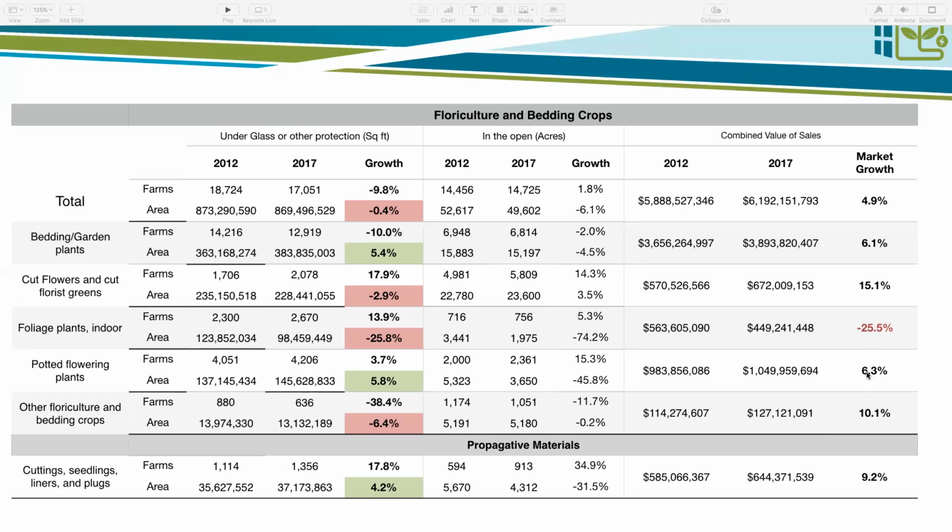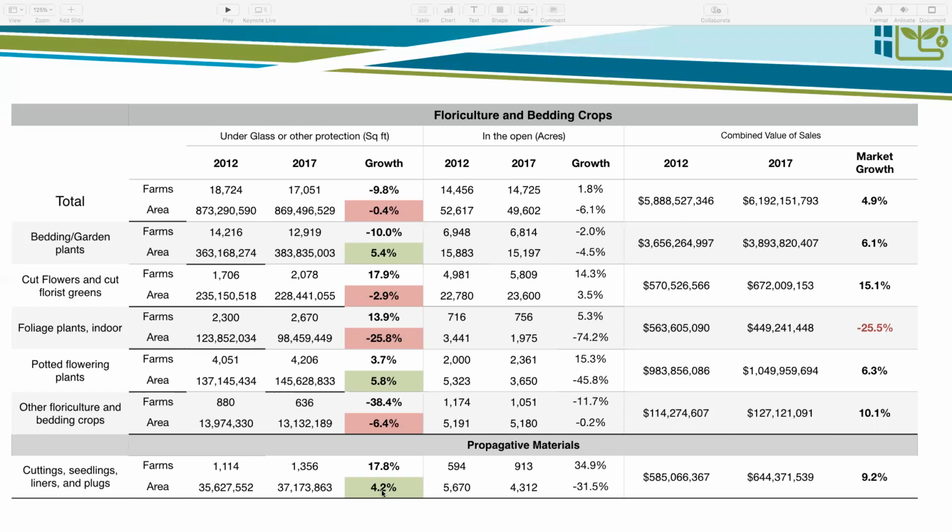As you look at the market growth, the one that I would like to highlight, again, even though it combines in the open and under glass and other protection facilities, there was a market decrease in this case, minus 25.5% for foliage plants and indoors. And pretty much it has a good relation with the growth of the under protection, but not necessarily means it comes from here. There's also a big decrease in the growth of the in the open category as well for foliage plants and indoors. Then the last category, propagative materials.